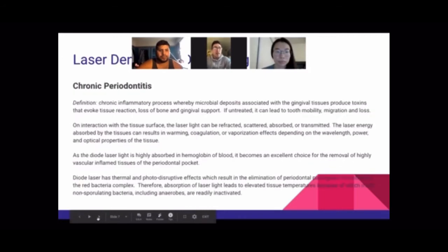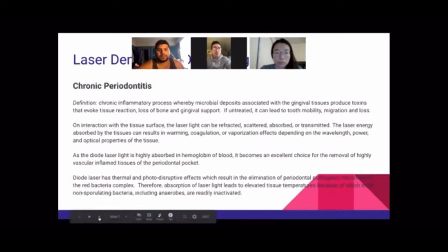On to chronic periodontitis, which is the main thing that dental hygienists have to deal with. The definition is a chronic inflammatory process whereby microbial deposits associated with the gingival tissues produce toxins that evoke tissue reaction, loss of bone, and gingival support. If untreated, it can lead to tooth mobility, migration, and tooth loss.